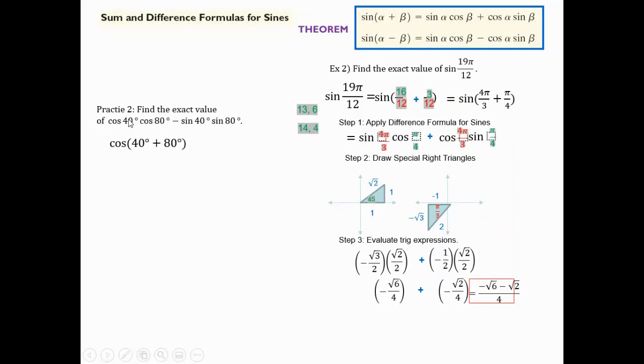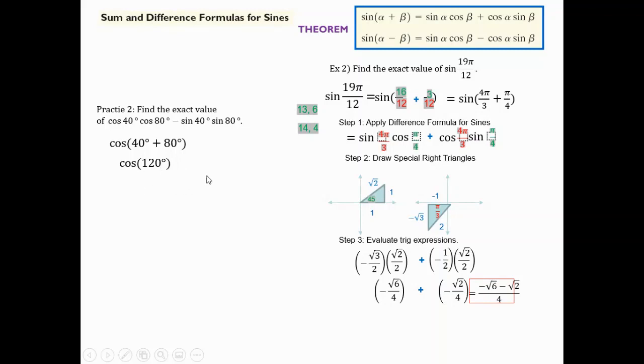My alpha is the first angle, and then the second angle. So that's how I got that. Well, when you add 40 plus 80, that'll give you, sorry, not 60, 120. So cosine of 120. So 120 is a special right angle.